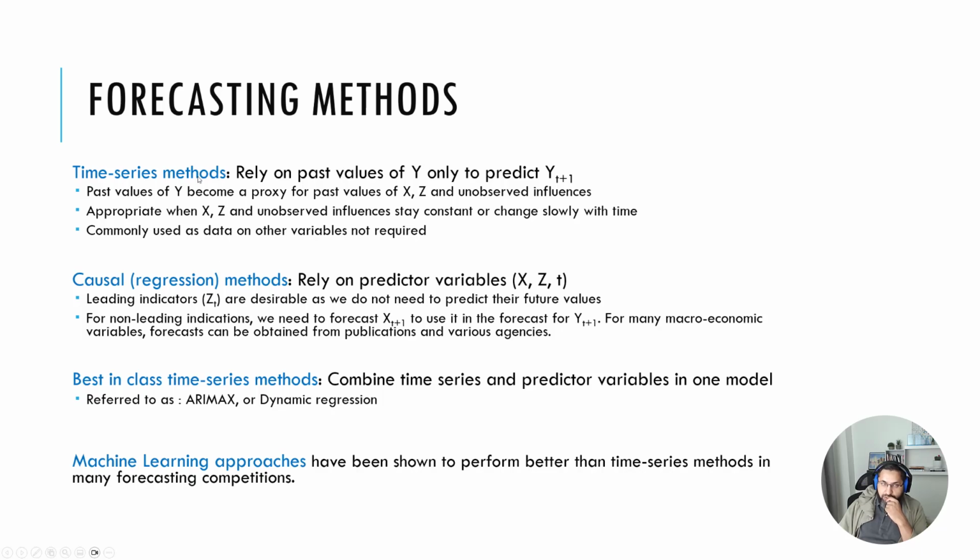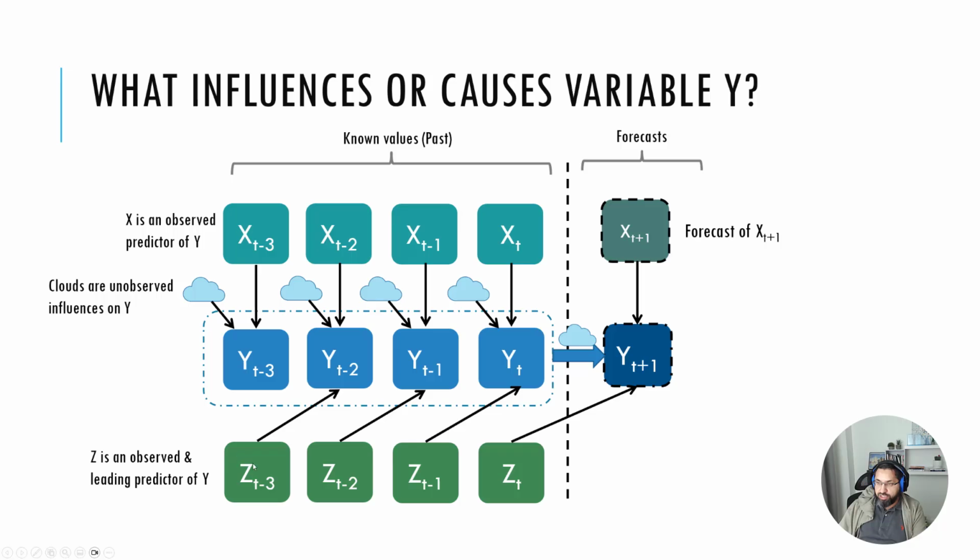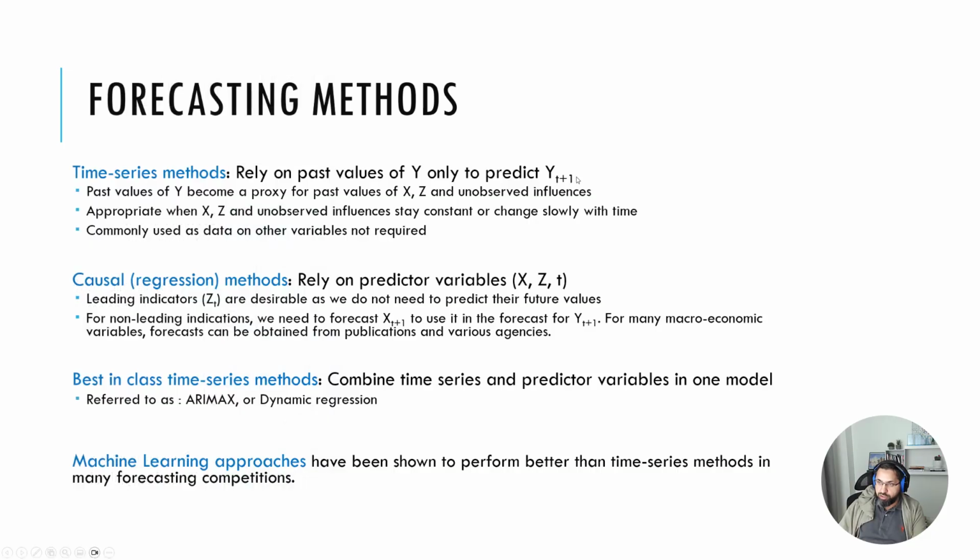So we talked about time series methods on the previous slide. They rely on past values of y only to predict y(t+1). So time series methods are not going to have these x and z variables in the model. They're only going to have past values of y in the model, and they're going to try to predict the values of y(t+1). These are the methods we focus on mostly in this course. They're classical methods. They perform reasonably well.